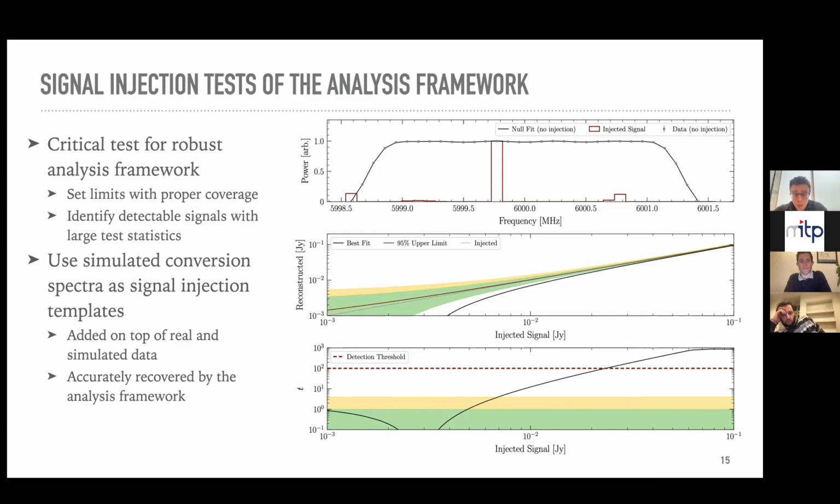Now, on the bottom, we also have this question of, okay, good. So in the middle plot, we saw we could set safe limits. The bottom plot, what we're seeing is that not only do we set safe limits, but we're actually discovering something. So what I'm showing you is our detection test statistics. So you can think of this like a chi-squared quantity, or a delta chi-squared quantity rather. And as you ramp up the injected signal strength, the detection significance increases until it passes our detection threshold of T equal to 100. So this is great. We have a framework that can both set safe limits and just discover signals that are present in the data, and that's what we needed.